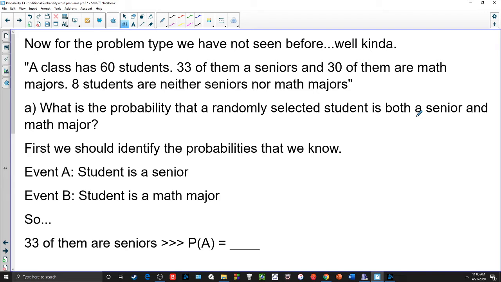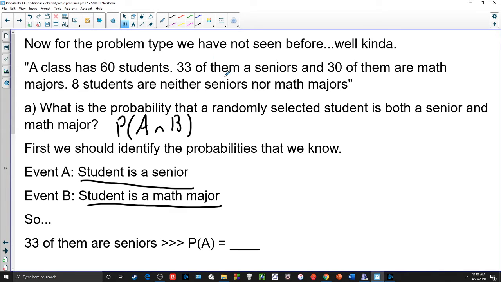So basically, we want the probability of A and B, right? Because if we say probability of A is a senior and probability of B is a math major, this is the probability that they're a senior and math major. Because again, and is that upside down U, or otherwise known as an N symbol.